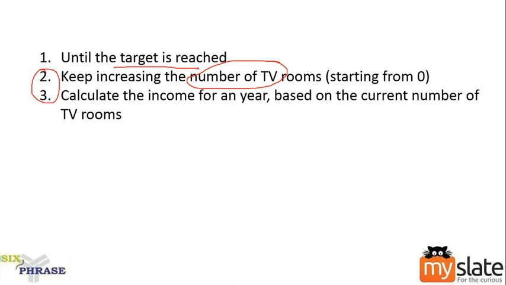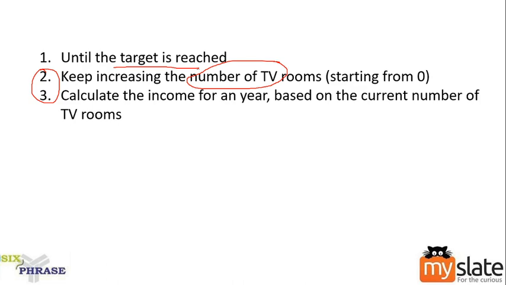What are we going to do? Until we reach the particular target, we will keep increasing the number of TVs. For each TV count, see whether you can achieve the target. If you can achieve the target, stop right there. If you can't achieve the target, increase the number of TVs and proceed to the next step.